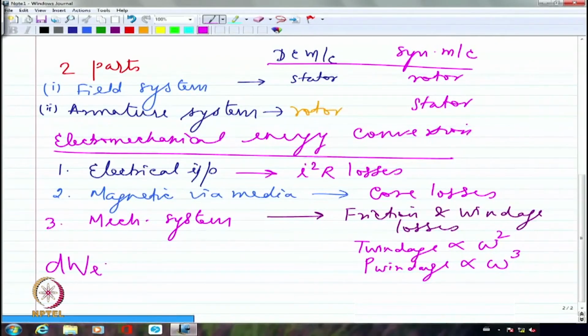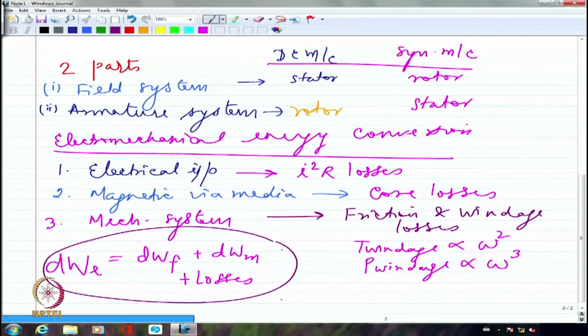dWe, which is the electrical power input for a short duration, should be equal to whatever is the increase in the field energy plus whatever is the increase in the mechanical energy. Plus, of course, losses. I have to include all the losses. And this is true for a motor because we are giving electrical energy as the input.